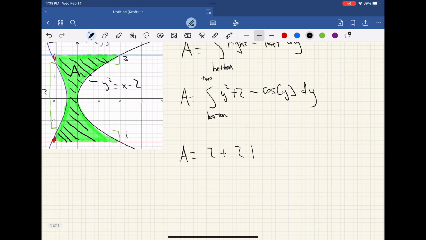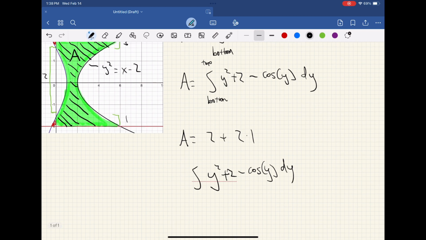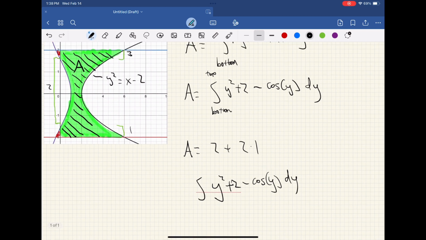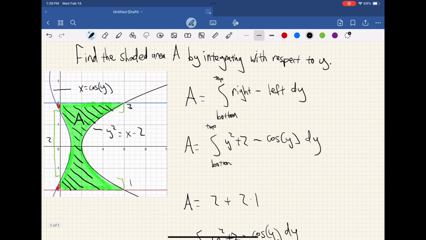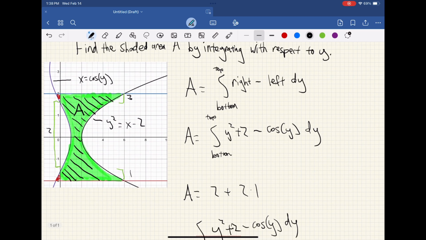So we need to find the area of 2 and the area of 1. The way we're going to do this is we're going to use the same integral, the integral of y squared plus 2 minus cosine of y dy. And now the bottom and top limits are basically going to be where this cosine y function crosses the y-axis. So in this case, we would want x to be equal to 0, and we need to find where y is on that cosine y function.